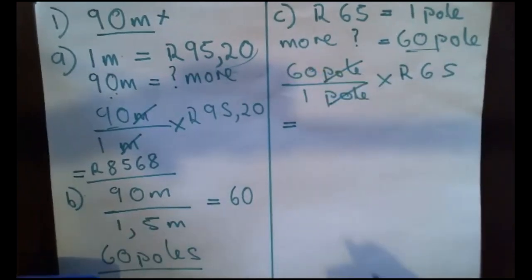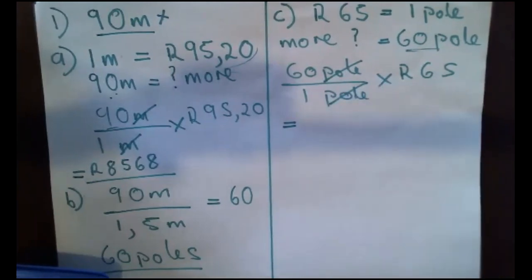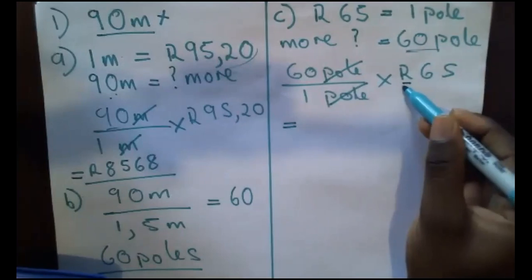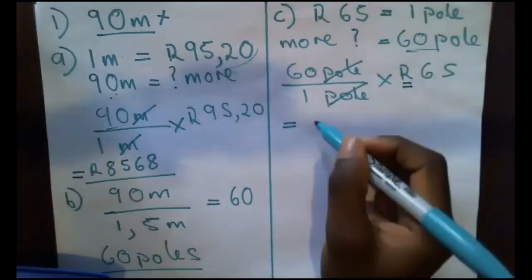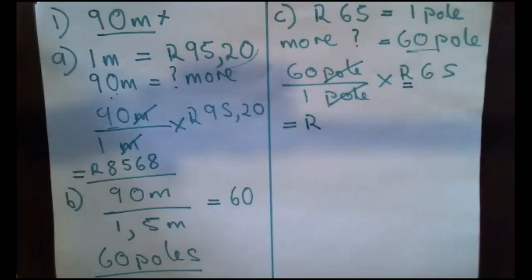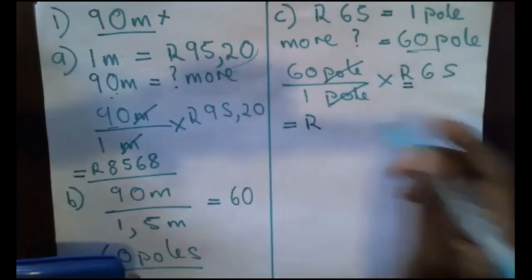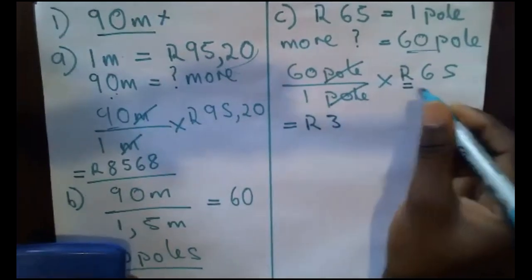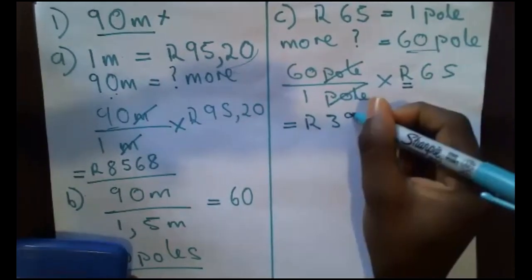These and that will cancel out. So we are now left with it. We have no more poles here. So the only quantity that I'm left with is in rand, as you can see. So the value that I'm going to write here is going to be inverse, right? So what is the value that I'm going to get when I say 60 multiplied by 65?